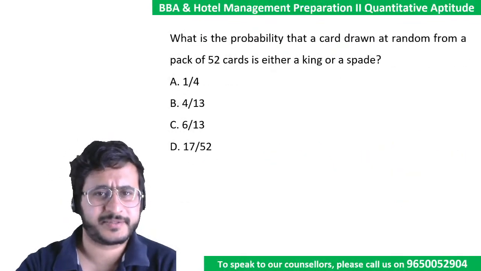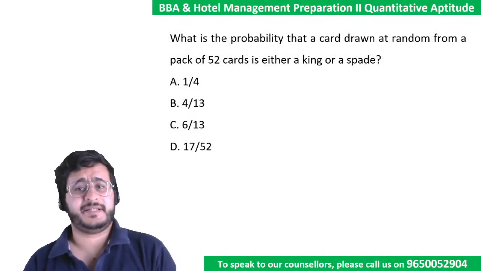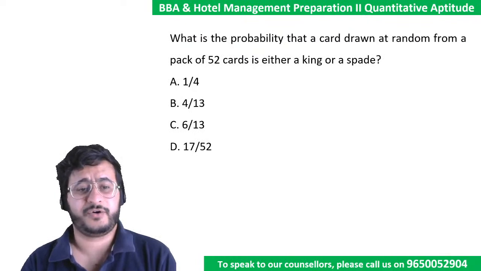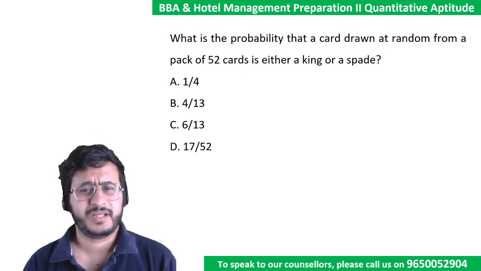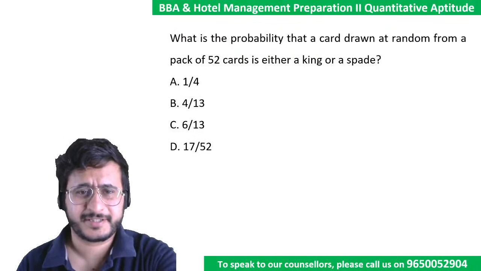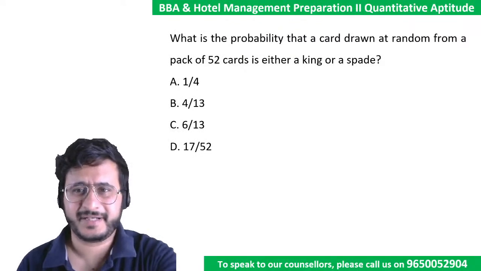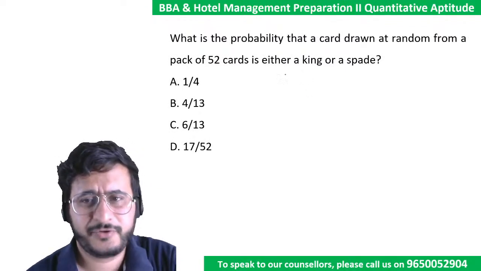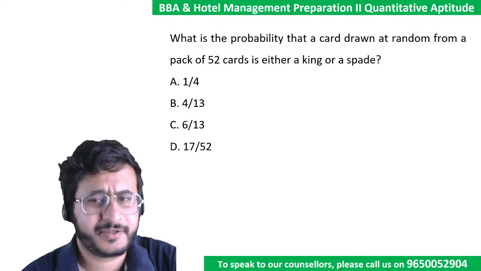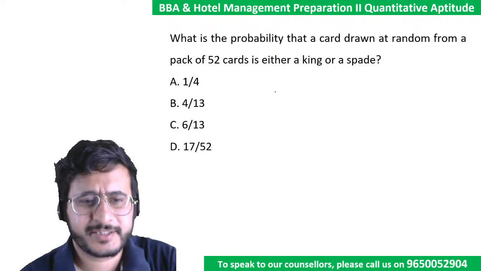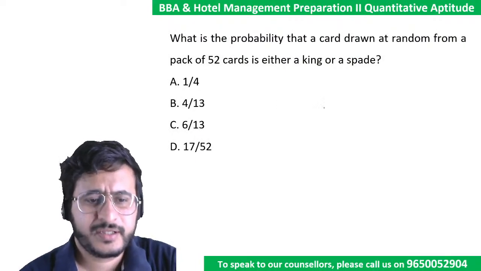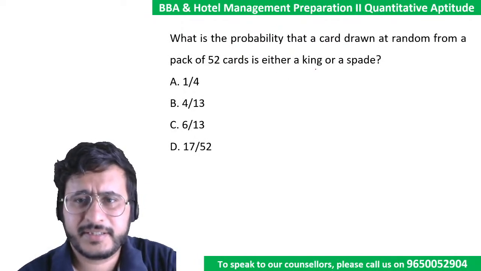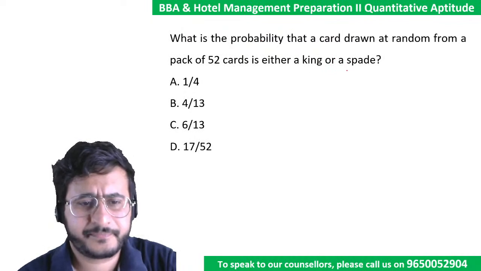Let's have a look at the next question. What is the probability that a card drawn at random from a pack of 52 cards is either a king or a spade? I just told you about cards. I hope you remember it. Or even if you don't, let me tell you that there are four suits. You do not have to worry about what a spade is. It is one of the suits. So you were asked the probability that a card is either a king or a spade.